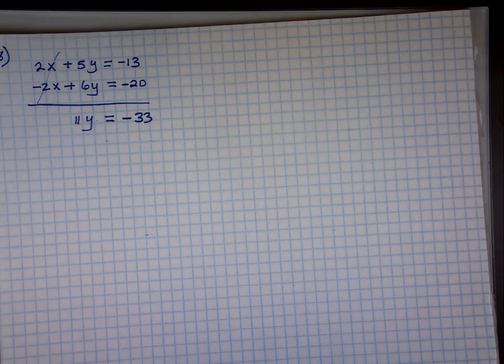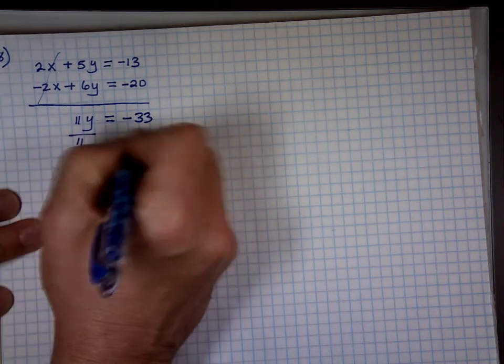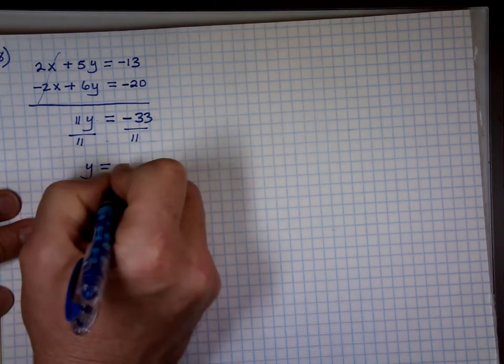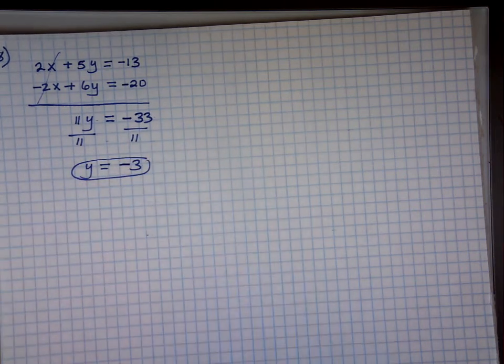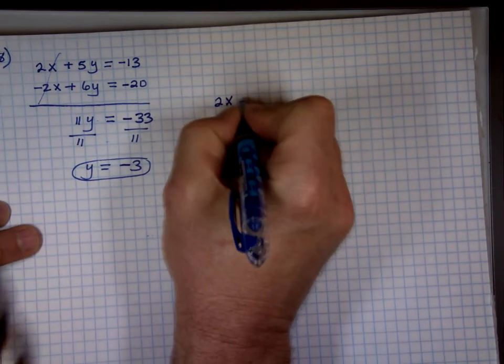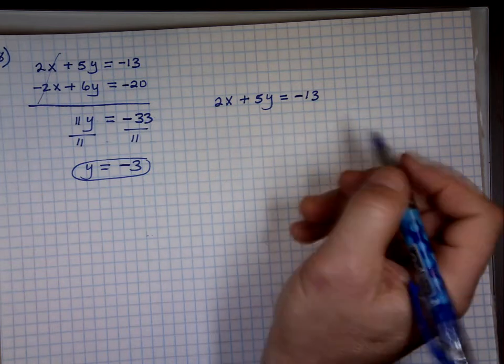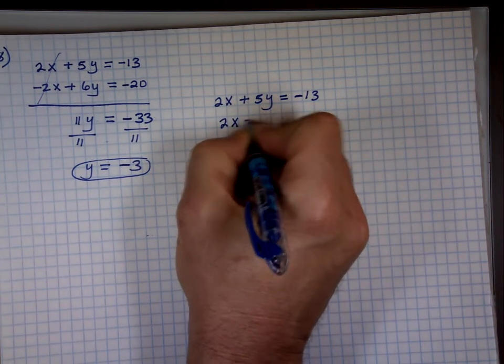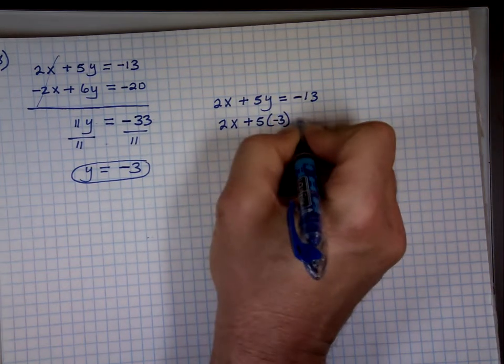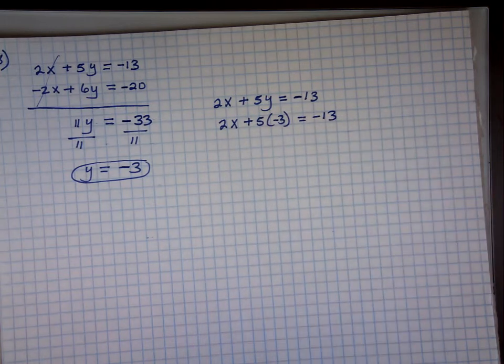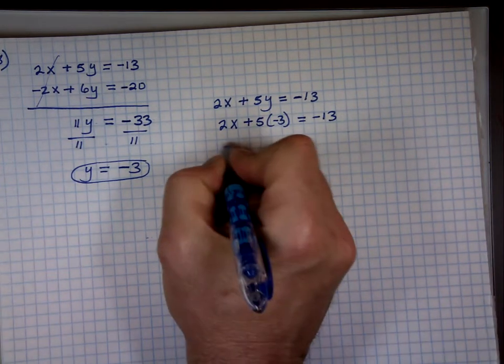And to solve for y, you got to divide by what? 11. What is y equal to? Negative 3. Again, once you have y, you need to find x. Or once you have x, you need to find y. Grab either equation. Which one you want to pick? Top one? Okay. Top one. No reason. Doesn't make a difference. Let y be minus 3. 2x plus 5 times a minus 3 equals negative 13. What's 5 times a negative 3? Is that negative 15?